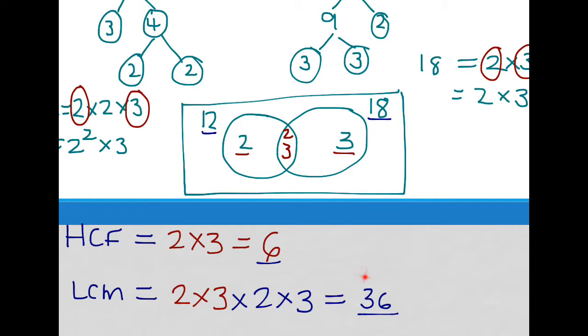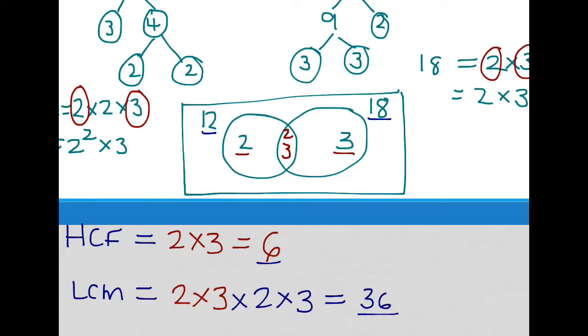Now for 36, if 36 is a multiple of 12 and 18, then 36 can be found in the 12 and the 18 times table. So I can look, and 3 times 12 is 36. It's the third multiple. That's good. And it's the second multiple of 18. Therefore, that is correct.